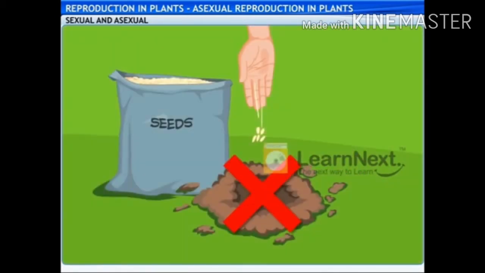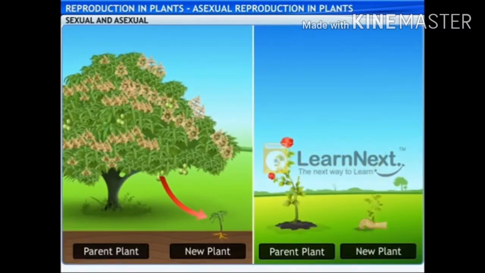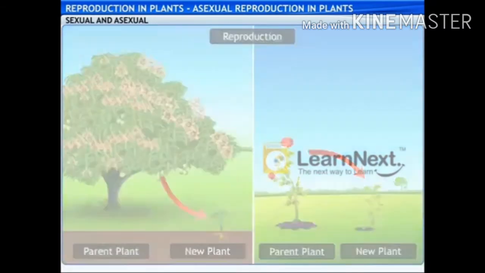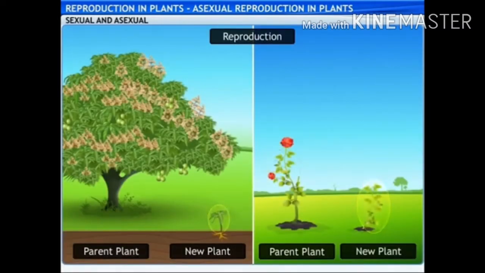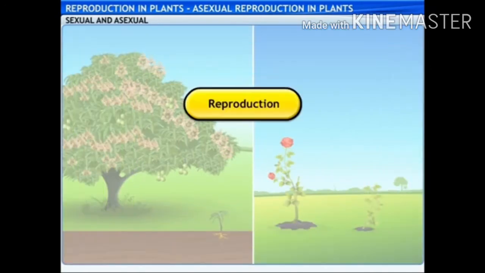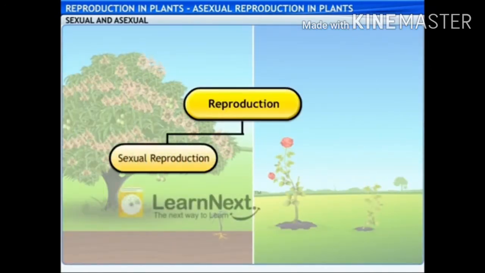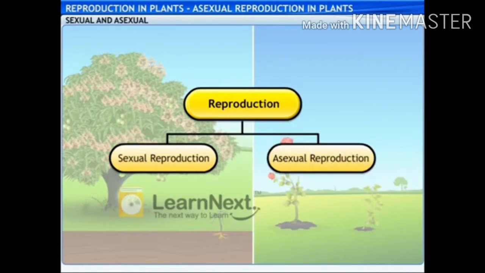New plants can be grown even without the seeds. We know that the process of producing young ones is called reproduction. The young one looks similar to the parent plant. There are several ways by which plants produce their offspring, or young ones. These are mainly divided into two types: sexual and asexual.